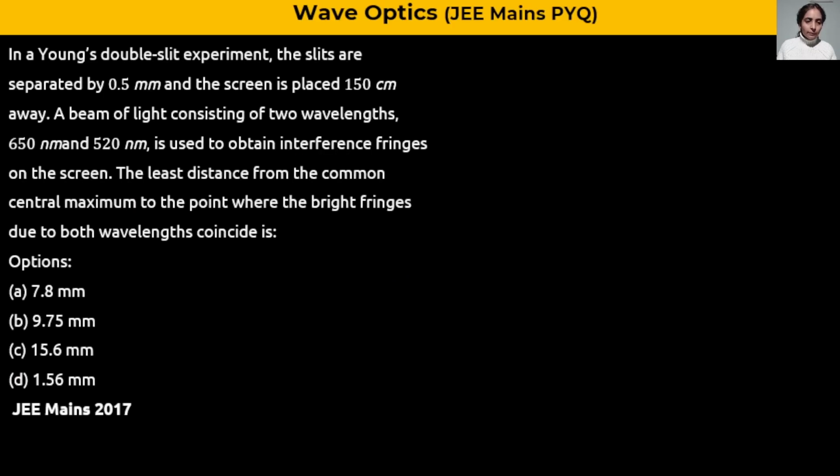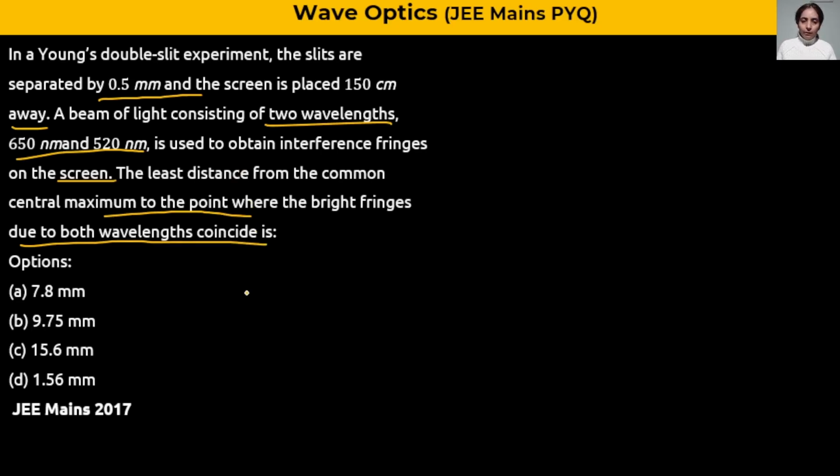चलो आगे बढ़ते हैं. So अब हमारे पास जो भी question है, I will see if it is different I will be solving. In a Young's double slit experiment, slits are separated by 0.5 millimeters. Screen 150 centimeter पे रखा हुआ है and beam of light consisting of two wavelengths 650 nanometer and 520 nanometer is used to obtain interference fringes on the screen. The least distance from the common central maxima to the point where the bright fringes due to both wavelengths coincide.